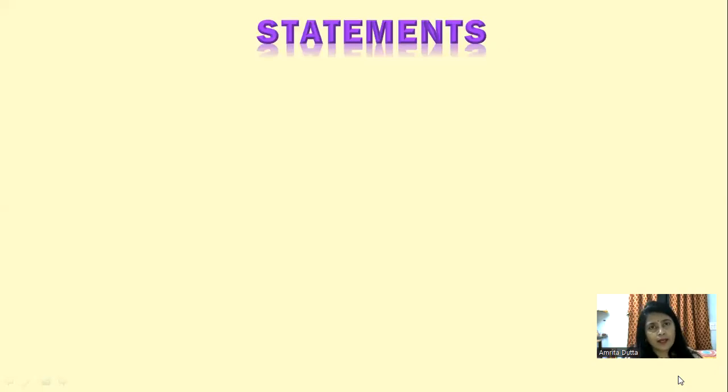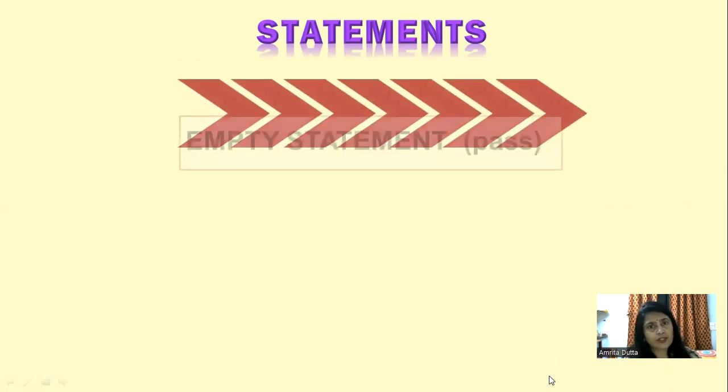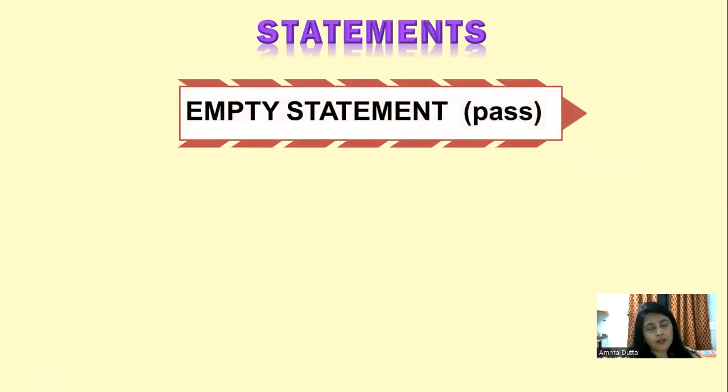So in today's lecture, I'm going to start with the different types of statements we have in Python. First of all, we have a statement that we call the empty statement. Empty statement means one which does nothing. It is implemented by the keyword pass. So whenever Python encounters the keyword pass, it does nothing.